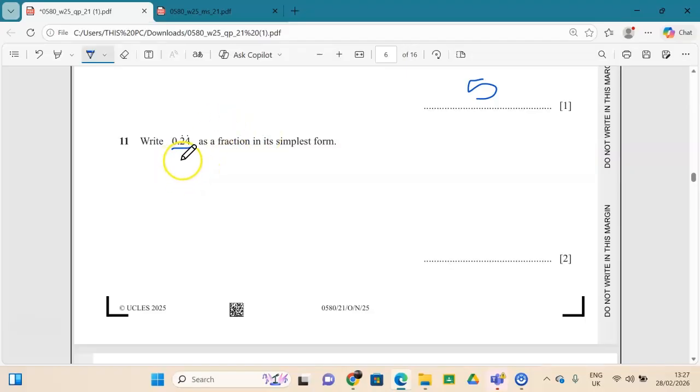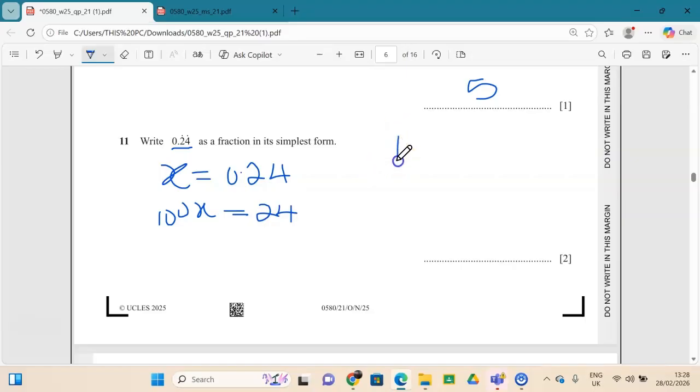So what do we do? We are going to equate x. Let's say x is equal to 0.24 recurring. Now we're going to multiply. Since what is being repeated is 2 digits, we can multiply by 100. 2 digits is being repeated, so we can multiply by 100. We're multiplying both sides by 100. So this will give me 100x to be equal to 24.24 recurring.